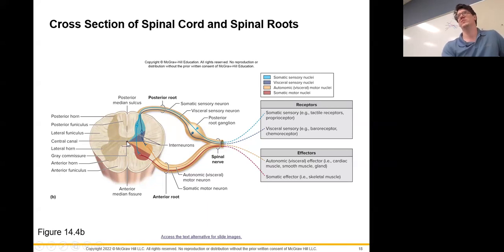Now, we're also going to see a couple of other big structures in the spinal cord. Namely, we have this little hole in the middle that we're going to call the central canal. This is the area through which we are going to make and circulate cerebral spinal fluid. We also have a shallow groove on the posterior side, which we're going to call the posterior median sulcus. And we have a much deeper groove on the anterior side, which we're going to call the anterior median fissure.